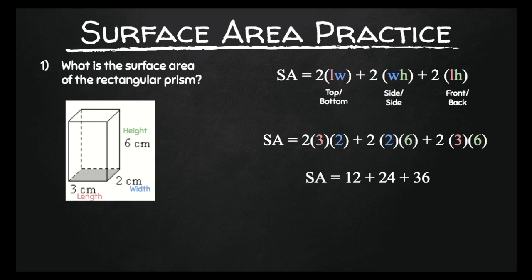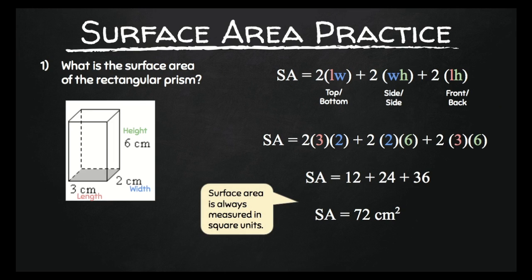So 2 times 3 times 2 is 12, 2 times 2 times 6 is 24, and 2 times 3 times 6 is 36. My final step is to add these 3 numbers together. So the surface area is 72 centimeters squared, or square centimeters.